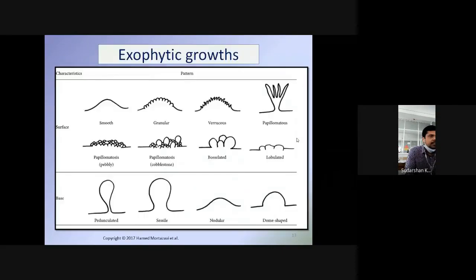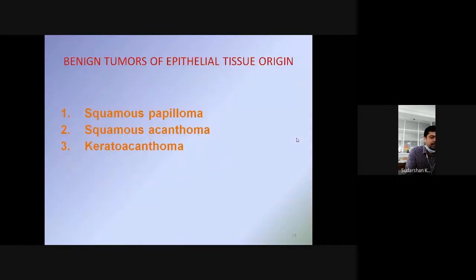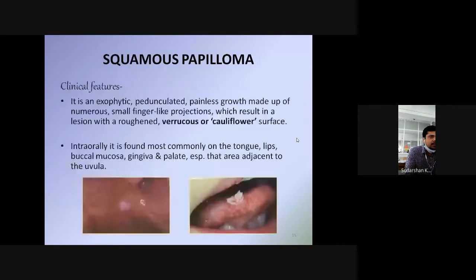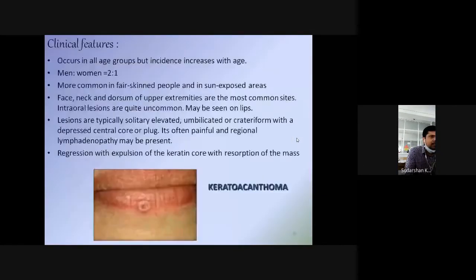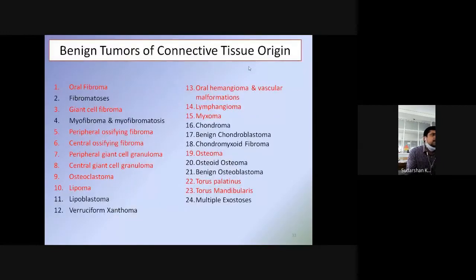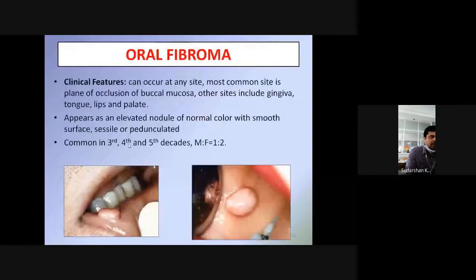So this is the line diagram showing how the different surfaces of different lesions appear: smooth, granular, verrucous, lobulated, or bosselated, based on the base, how they appear. So today I will continue. Yesterday I discussed about oral fibroma, giant cell fibroma, peripheral ossifying fibroma, and central ossifying fibroma.